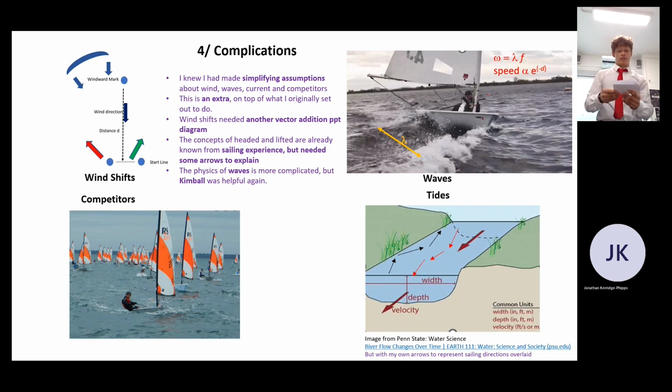Of tide, wind shifts, competitors, and waves, in my opinion waves was by far the hardest to understand, because there's an equation where speed is proportional to e to the negative d, where d is the distance. This essentially showed how the velocity varies with depth: the deeper you go in the water, the less it is. So you could use this to surf a wave, and also the formula omega is lambda f, which is essentially the wavelength.